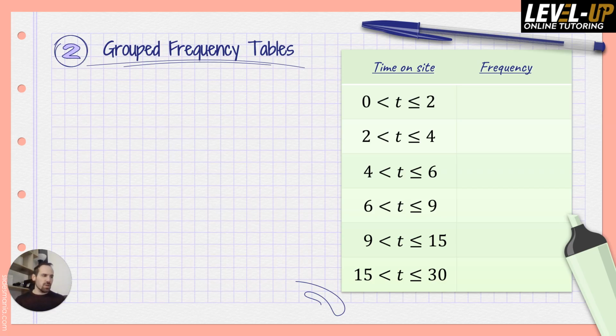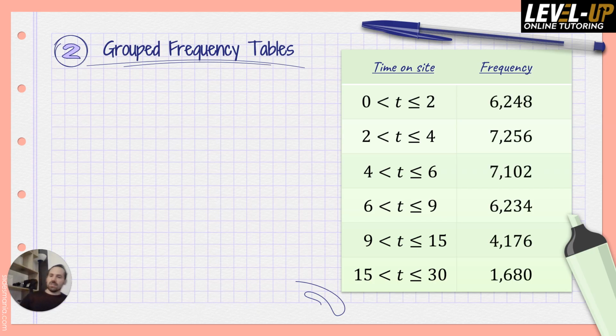So we can then have the frequency of people that fell into each category. So you might have a whole bunch of people, maybe 6,248 were somewhere between 0 and 2 minutes. So we don't know where they could be. Maybe you'd have one that was a minute, one that was 40 seconds, one that was 32 seconds, one that was a minute 47, so on and so forth. They would all be grouped together and put into that category. So that's what it means by grouped data.